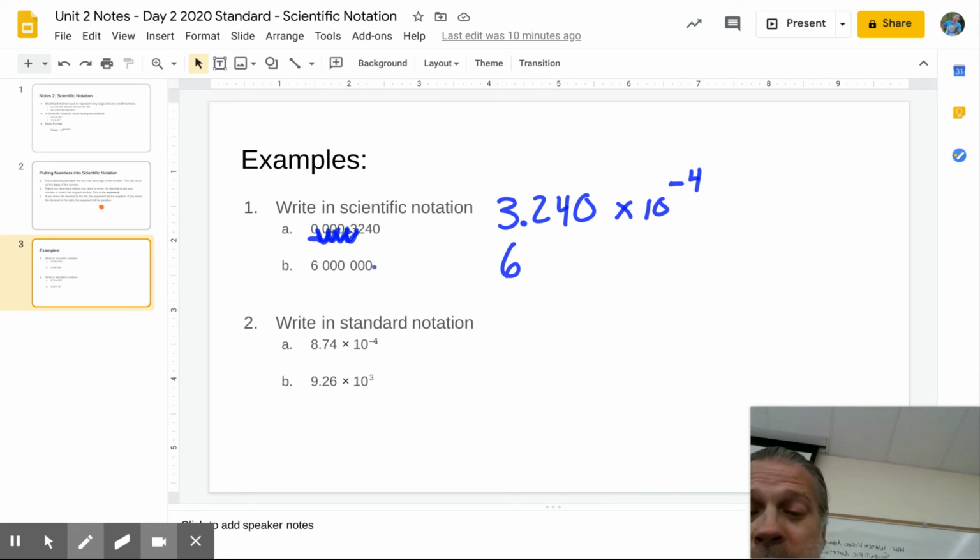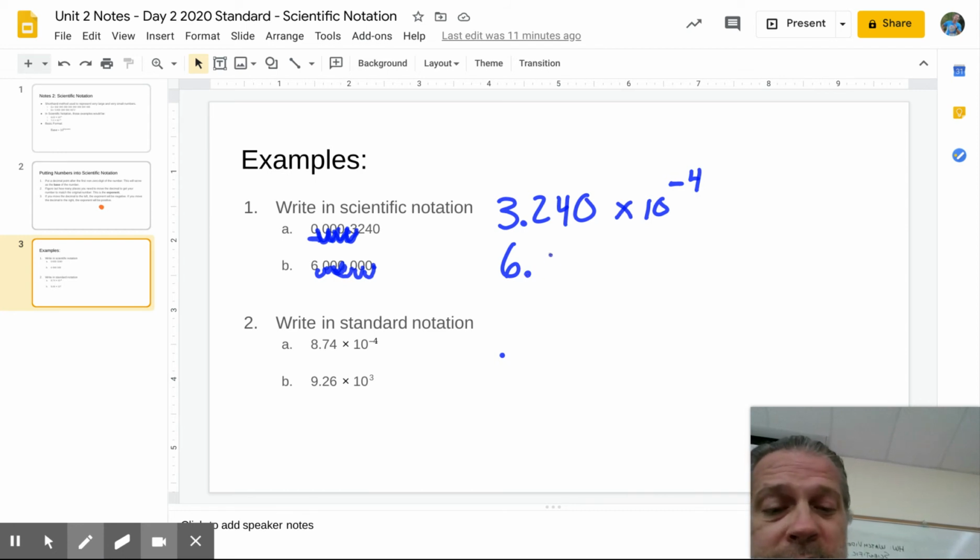If I move it here, it goes from 6 million to 600,000. If I move the decimal here, it goes from 600,000 to 60,000. Then it goes from 60,000 to 6,000. If I move it one more spot over, it goes to 600. One spot over, it goes to 60. And one more spot over, it goes to 6. So this time I'm not going to put anything behind it, but I am going to put my decimal there.